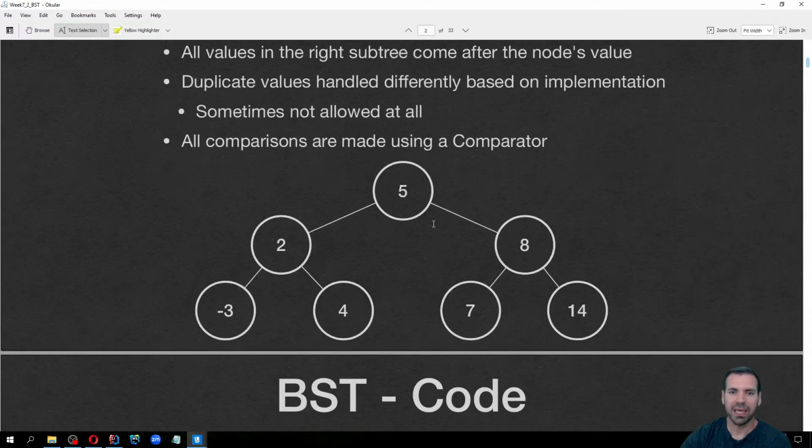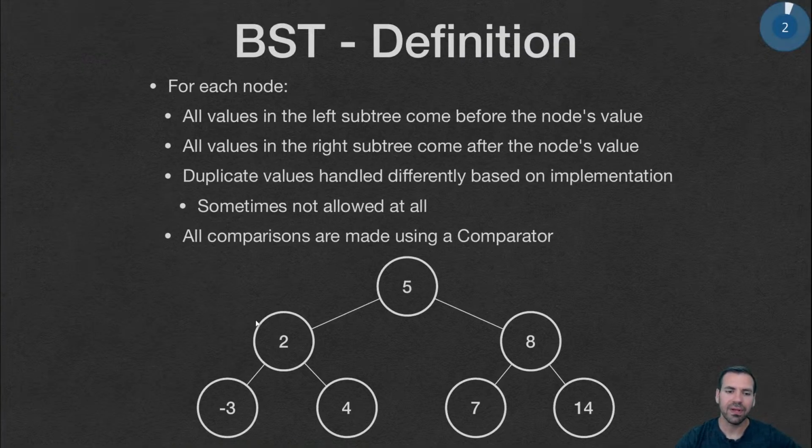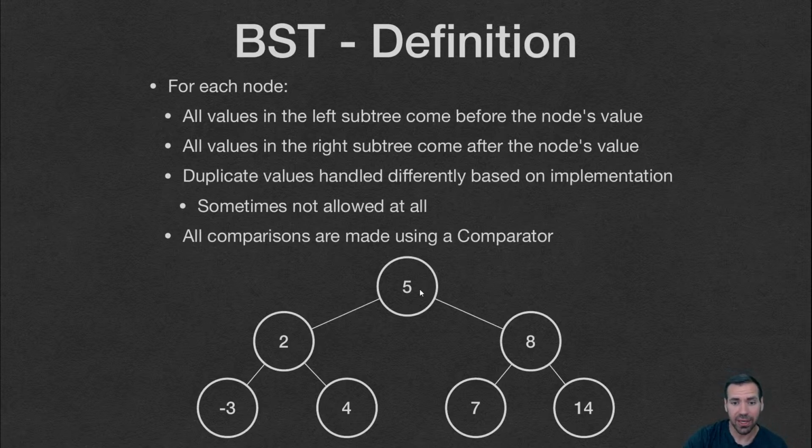So like this is a BST. This node, the node with the value 5, everything to the left, the entire left subtree is going to be values that are less than 5, assuming, again, our comparator is less than with ints. So less than 5 to the left, greater than 5 to the right. And that applies to everything, not just the immediate child, but all of that child's descendants as well. So 2, -3, 4, they're all less than 5, so we're good. 8, 7, 14, all greater than 5, so we're good.